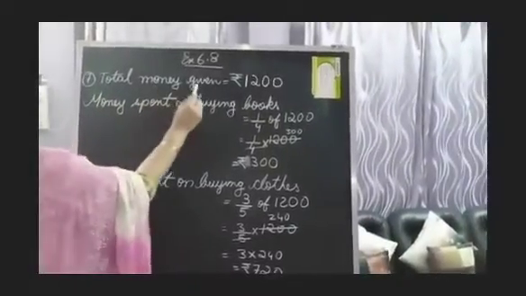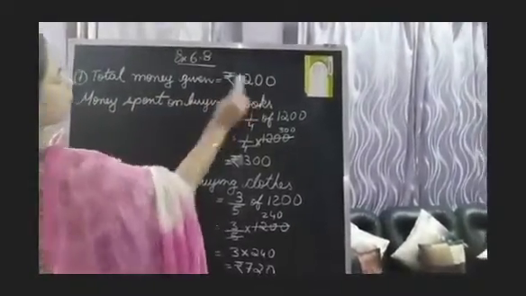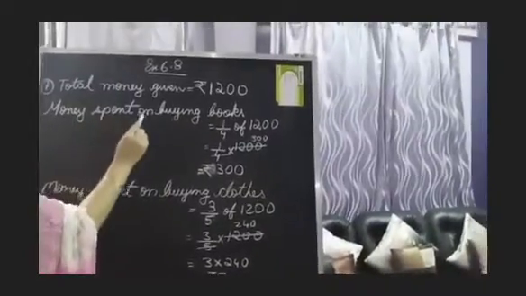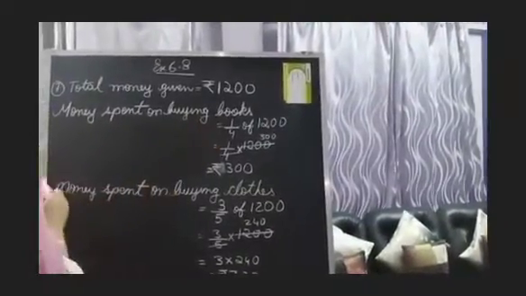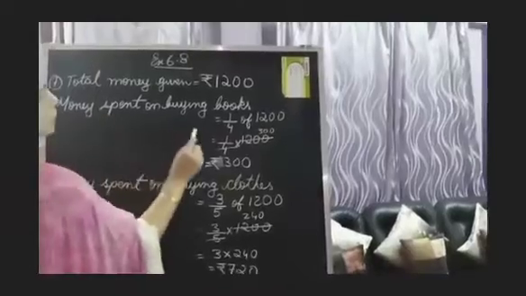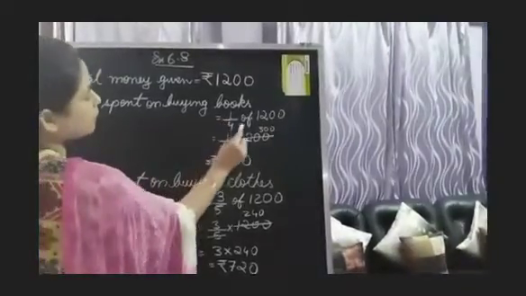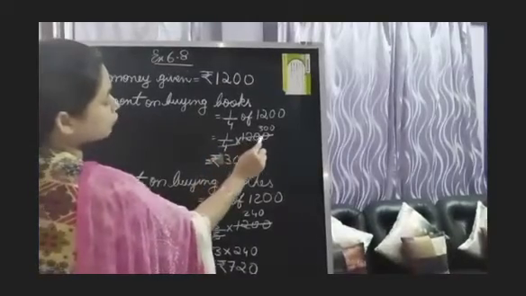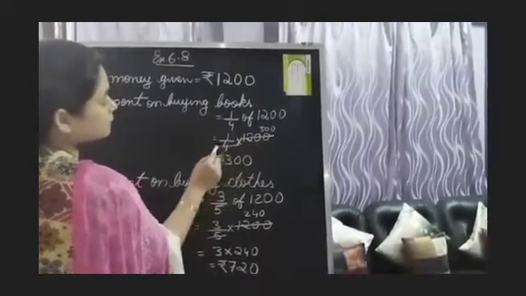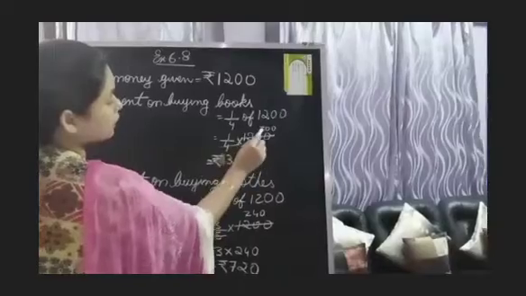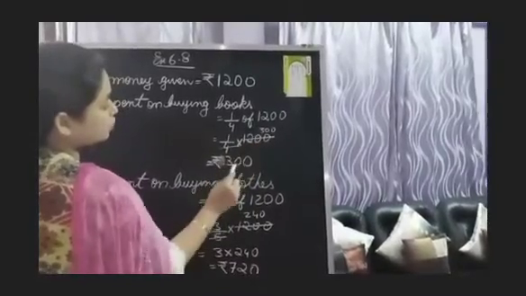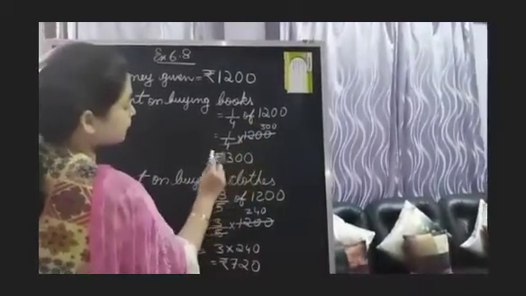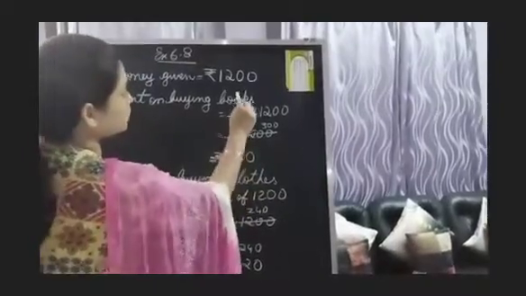Total money given is equal to 1200. Money spent on buying books. So how much money did she spend on buying the books? 1/4 of 1200. So 1/4 into 1200. When you cancel this, it goes 4 times. You will get 300. So this much is the amount of money which she spent on buying books.